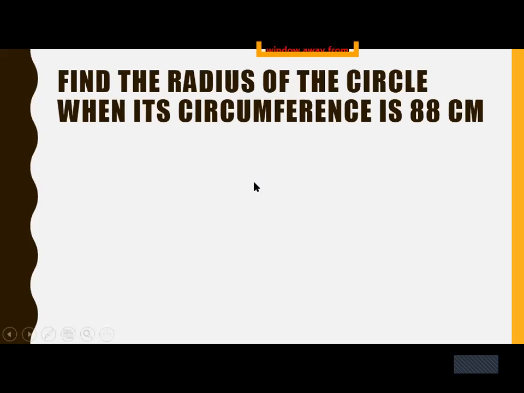Clear, students? Now the next question: find the radius of the circle when the circumference is given. Now, find the radius of the circle when the circumference is 88 centimeters. In this question, the given is that the circumference is 88 centimeters. So first we have to write given. Circumference is equal to 88 centimeters, and the value of pi, a constant, is equal to 22 over 7.